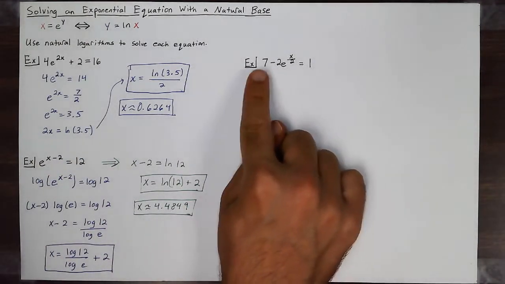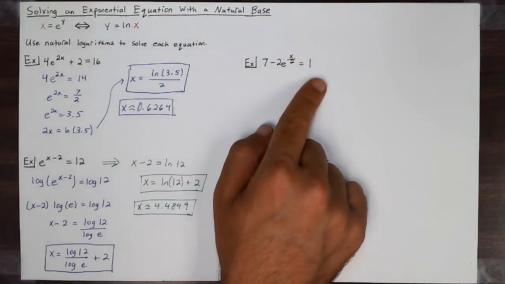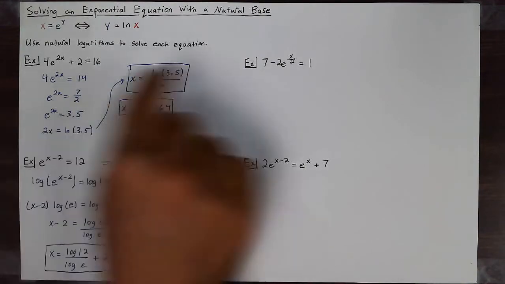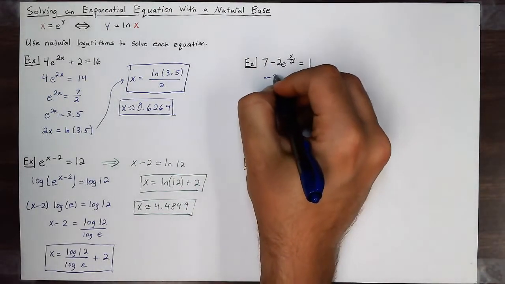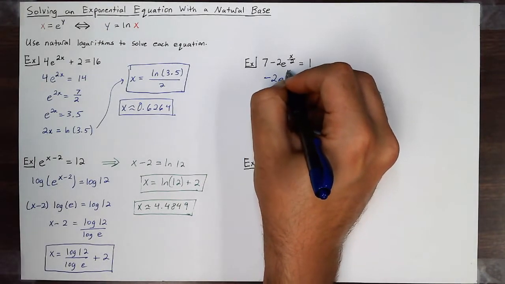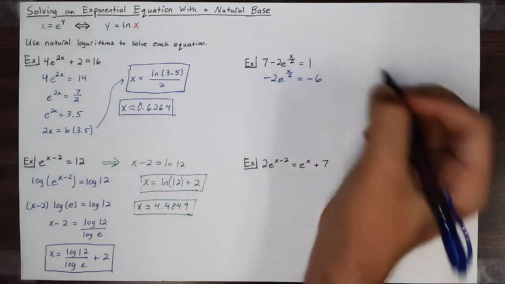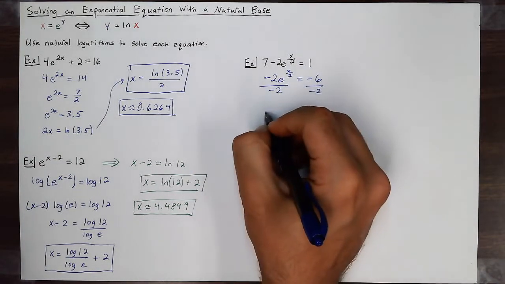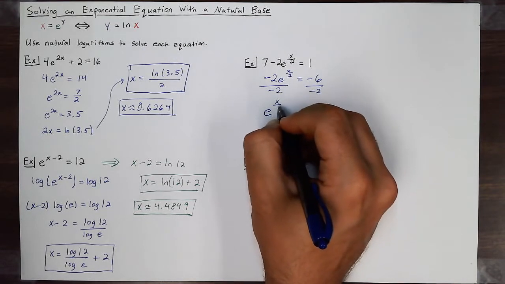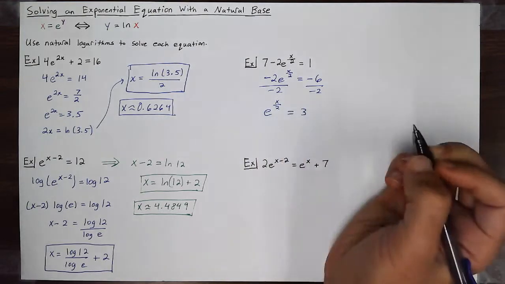Next up, we have 7 minus 2e to the x over 2 equals 1. So we're first going to subtract 7 to start. So we'll subtract 7 and get negative 2e to the x over 2 equals negative 6. Then we'll divide each side by negative 2, giving me e to the x over 2 equals 3.